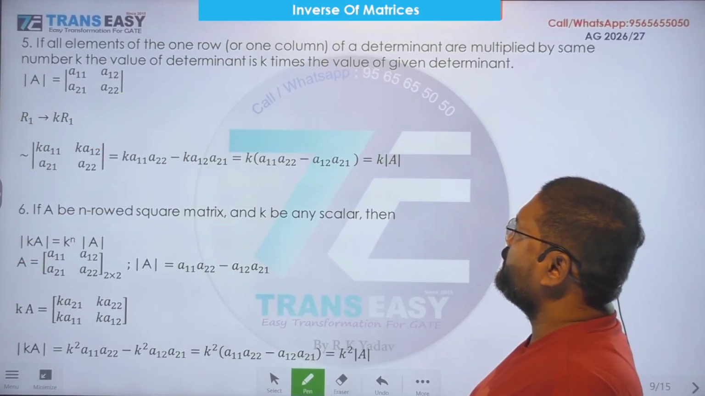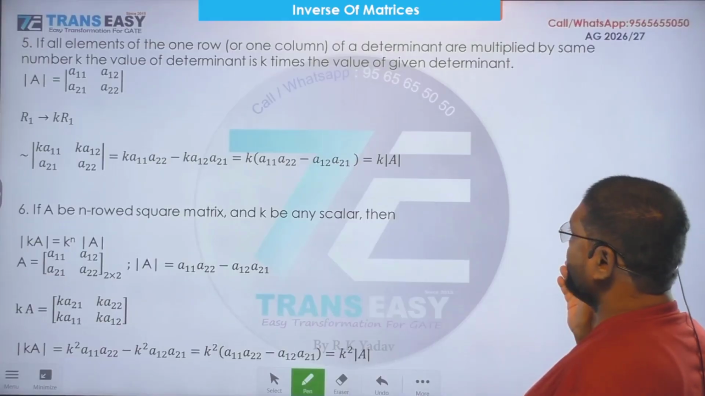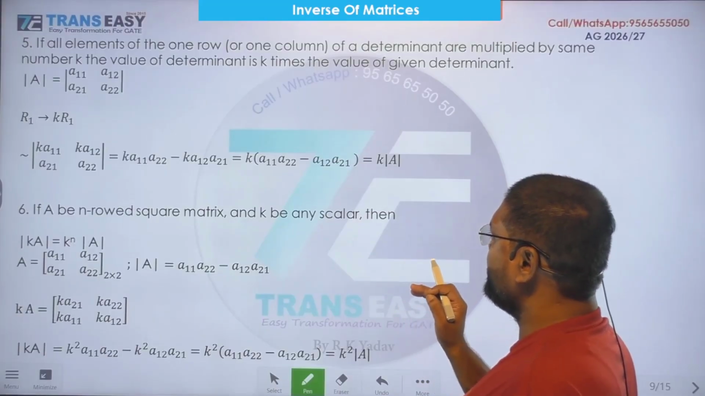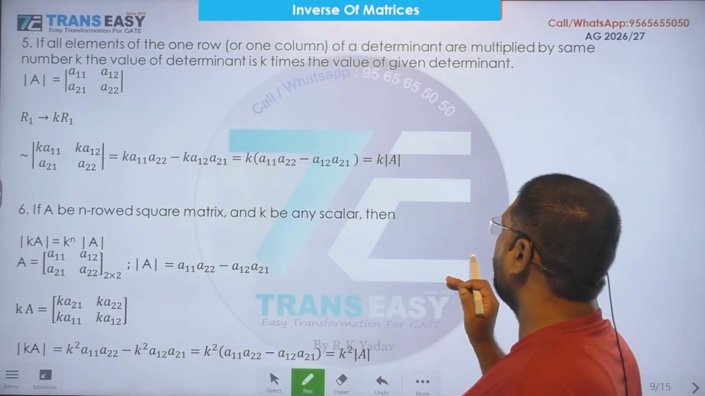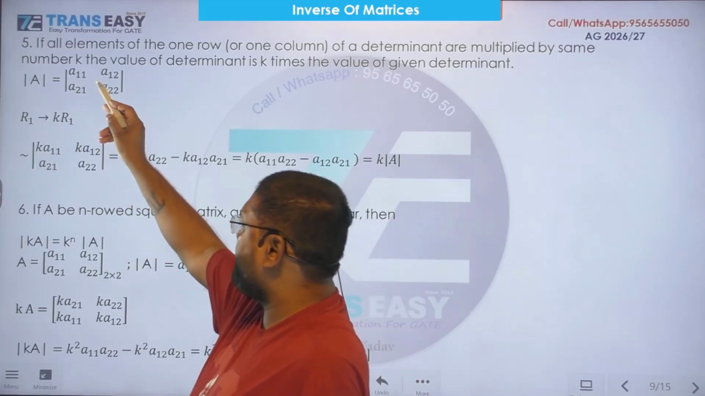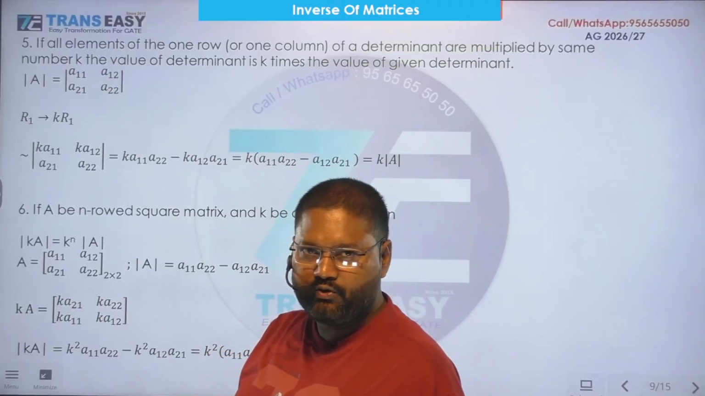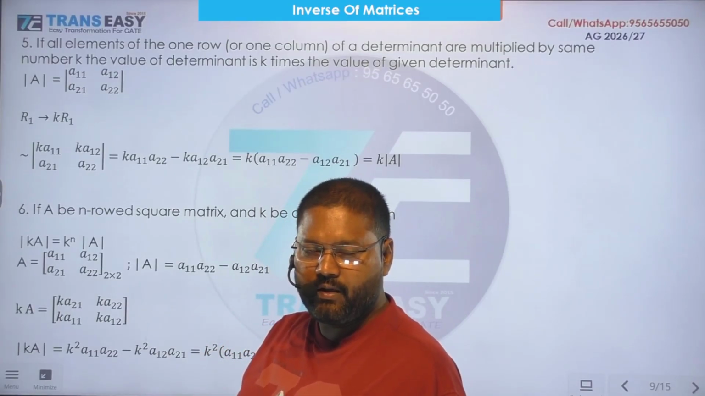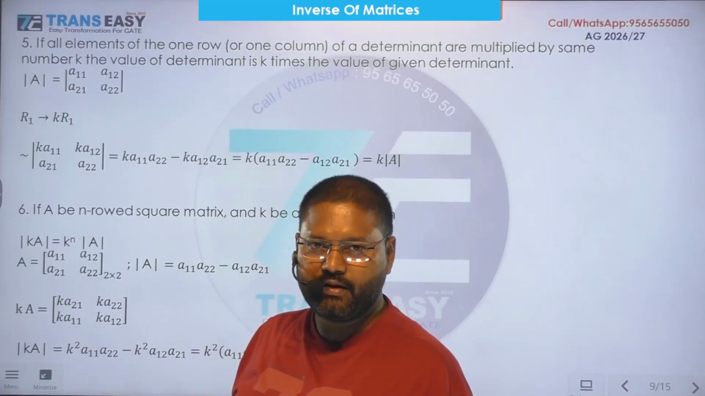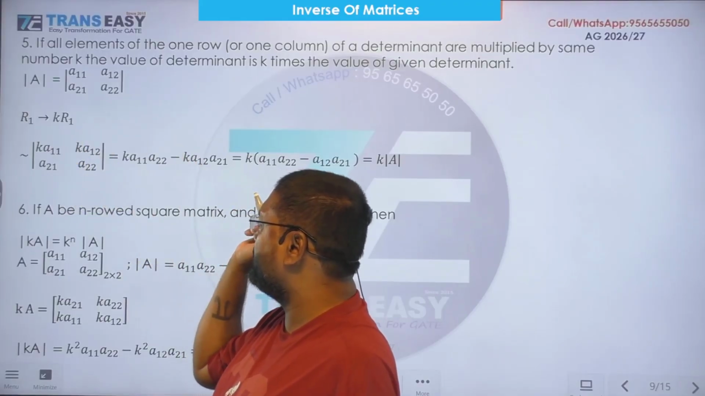If all elements of one row or one column of a determinant are multiplied by the same number k, the value of the determinant is k times the value of the given determinant. Here R1 is replaced by k R1. We are going to multiply all first row elements by the same number k, right? And now we calculate its determinant value.